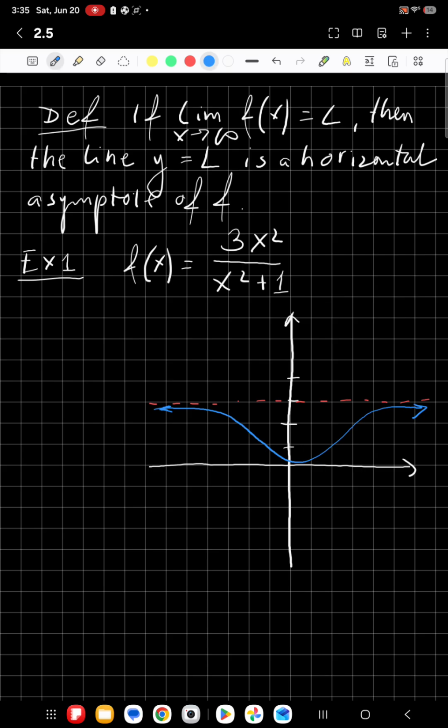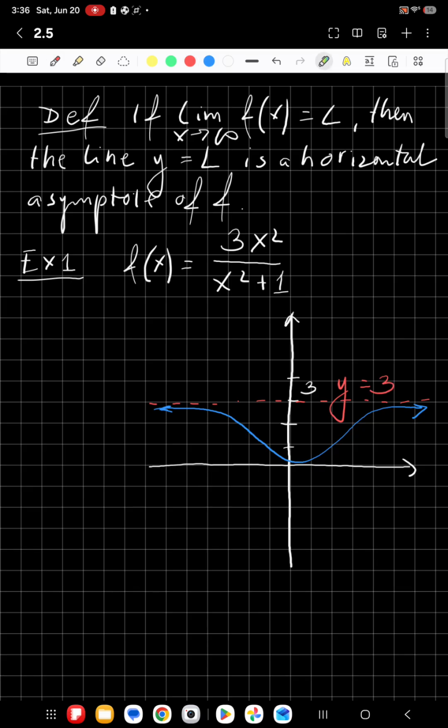Okay, so I hope you understand this definition. Basically, if x is approaching infinity, so my x's are just going this way or that way, could be positive infinity, could be negative infinity, and the values of y are approaching a certain number, the number is 3, then the line y equals that number, y equals 3 in this case, is the horizontal asymptote.